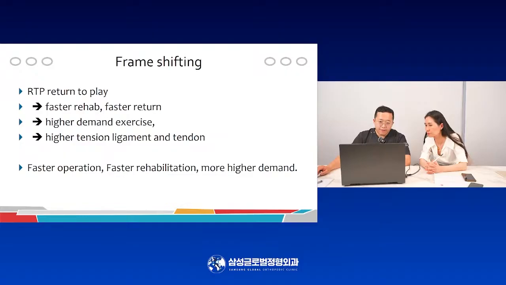The first is faster rehab, faster return, high demand exercise, and higher tension ligament and tendon to prevent damage. We have to prepare ourselves. Faster operation, faster rehab, then we can prepare for high demand exercise.